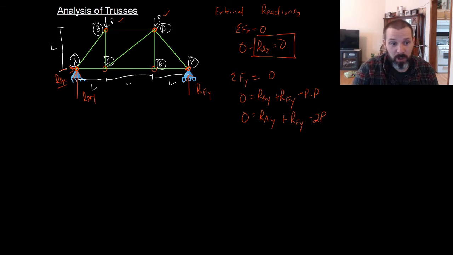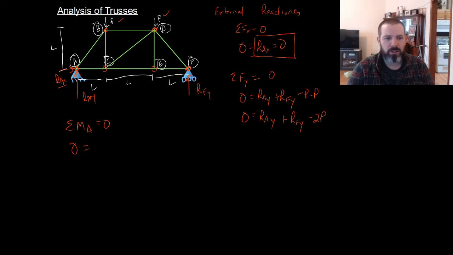In order to apply the moment equation, we need to take the moments around a point. So we're going to sum the moments around A. That has to be equal to 0. So 0 equals, if we hold our finger on point A and look at all the forces that are acting through it, namely RAX and RAY, since they act through the point and have no distance, they cause no moment. So we don't need to worry about RAX or RAY. But the forces that don't act through it are the two P's and RFY.